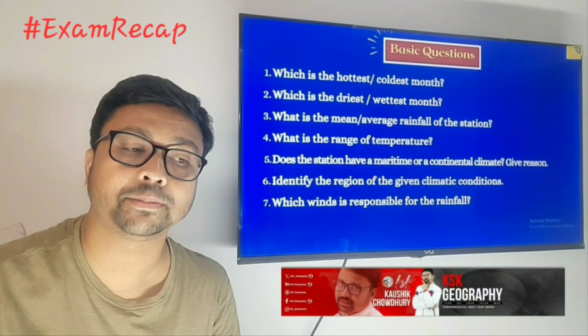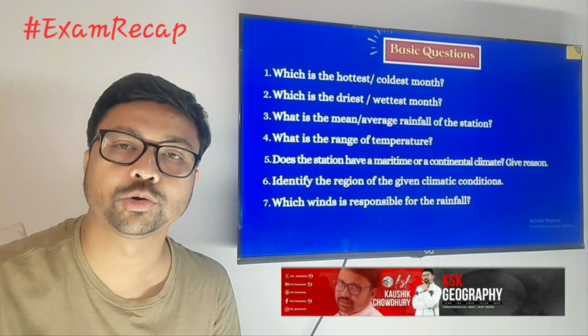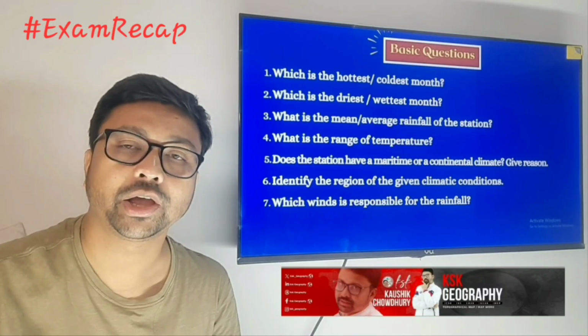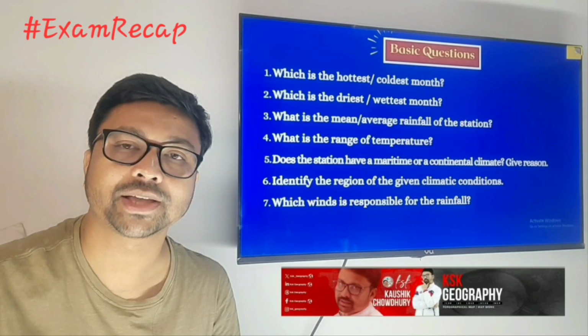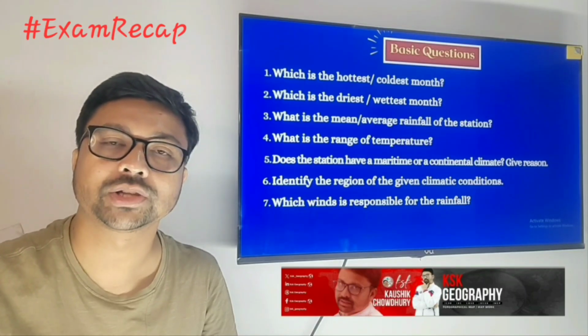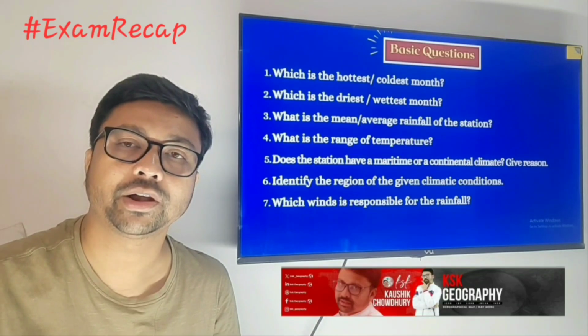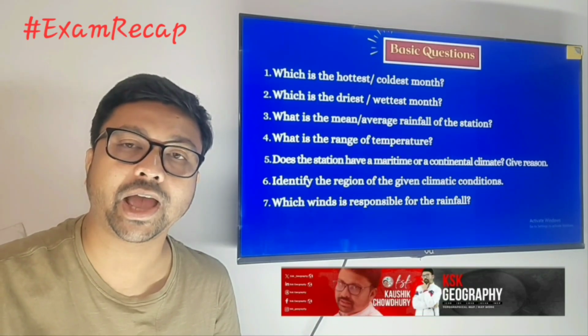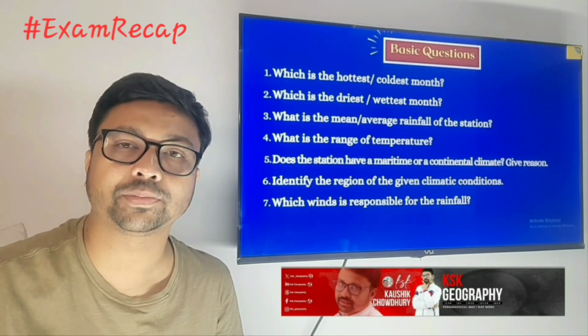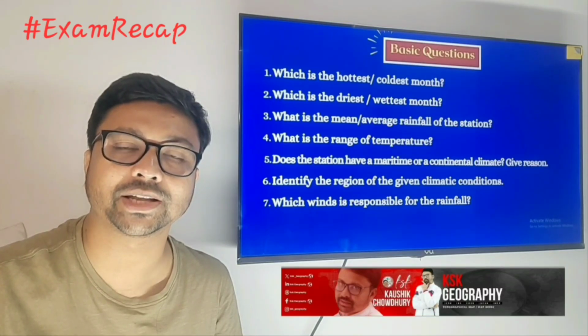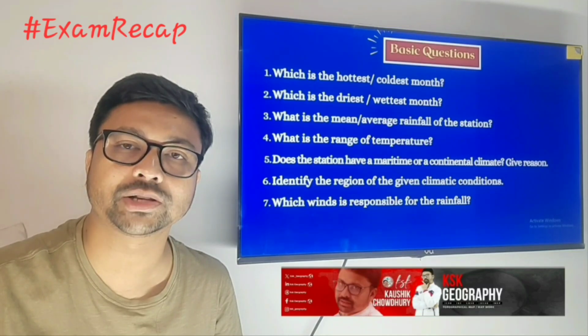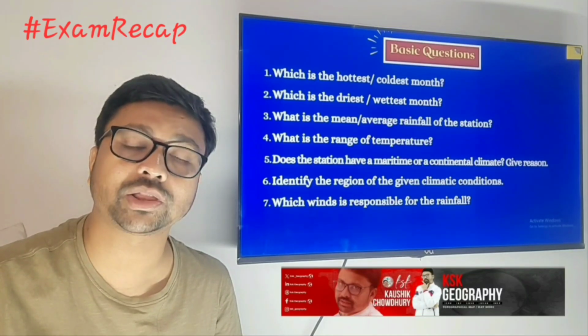Very important question, the calculation part, that is the mean or average rainfall. What you have to do, you have to add all the rainfall distribution in 12 months, and you need to add all those data and you need to divide by 12. That shows the average rainfall or mean rainfall in that particular place. And if they ask the total amount of rainfall, you don't need to divide by 12, just add all the data, that much centimeter. Remember, the unit is a must, you have to mention the unit, otherwise you will lose marks.